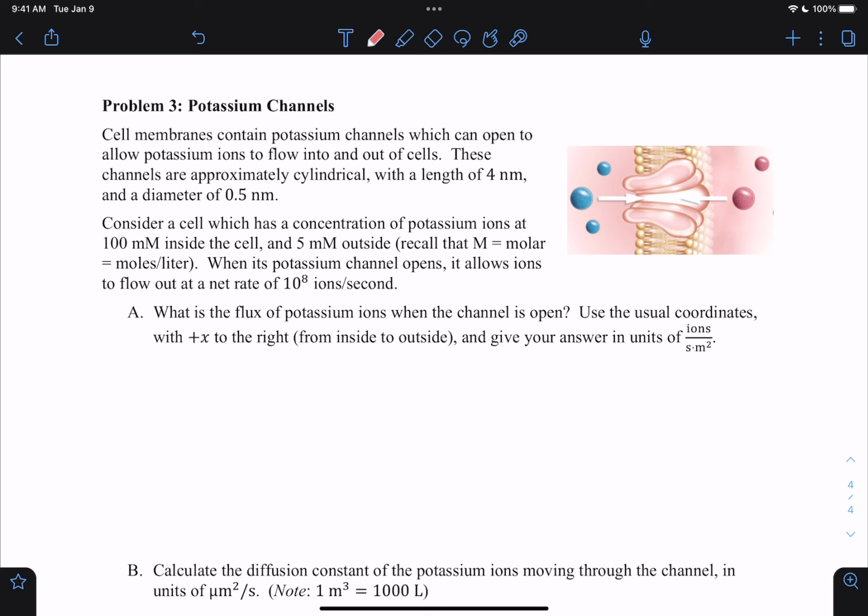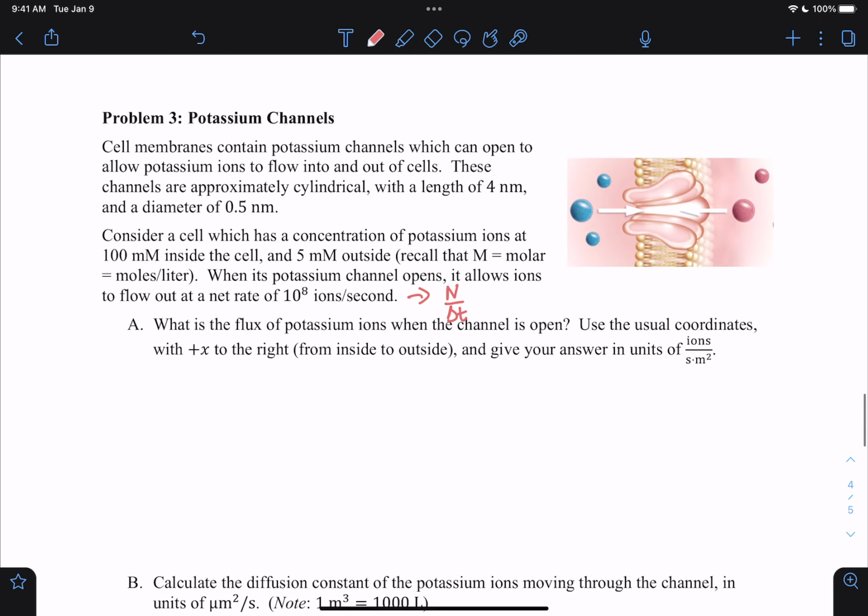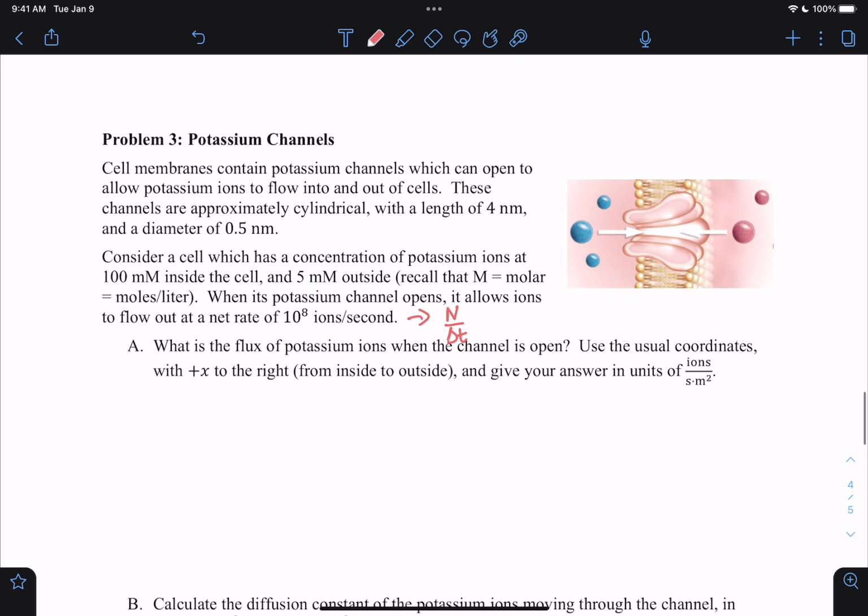So first off, in terms of net rate, ions per second, if you remember from the lecture slides, this is our N divided by T, right? This would be the number of ions, number of particles, number of molecules per second. That's our flow rate, basically, or our net rate of potassium ion flow, right? Now, we have our diameter, that's 0.5 nanometers, length is 4 nanometers, and they say this thing is approximately cylindrical, right? So if we're looking at a cylinder here, then we can find, for example, values like the area related to it with the diameter and the length that we're given, right?